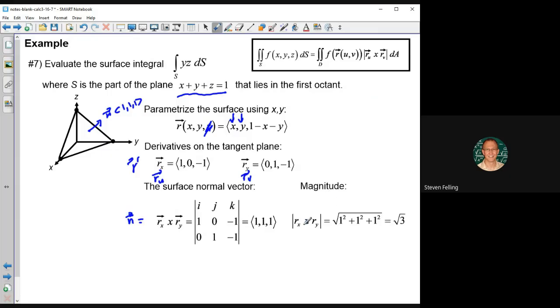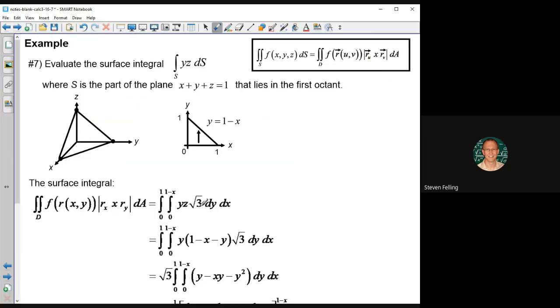Okay, and then I could take the magnitude of that, because I need that for this portion to convert the parameter area in the parameterized region into the actual area on the surface. That turns out to be the square root of 1 squared plus 1 squared plus 1 squared, which is 3. So this is going to end up being replaced with the square root of 3. And now we're ready to actually do the integral.